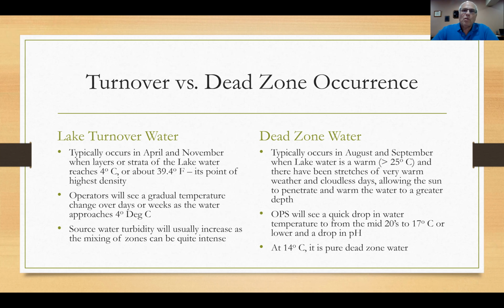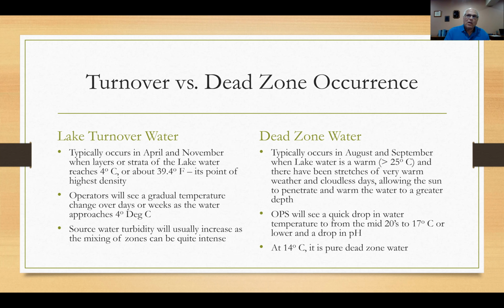More discussion of turnover versus dead zone occurrence. Again, lake turnover water typically is going to occur in April and November when the layers of strata in Lake Erie water are 4 degrees centigrade, or about 39.4 degrees Fahrenheit. That's where its highest density is. Operators are going to see a gradual temperature change. The water is either going to work its way down gradually to 4 degrees, or it's going to work its way up gradually to 4 degrees.